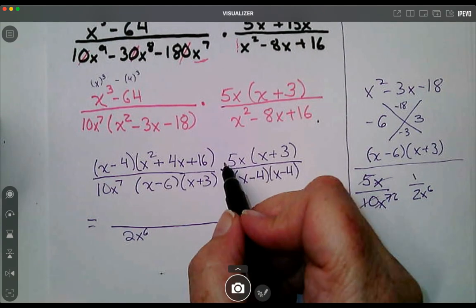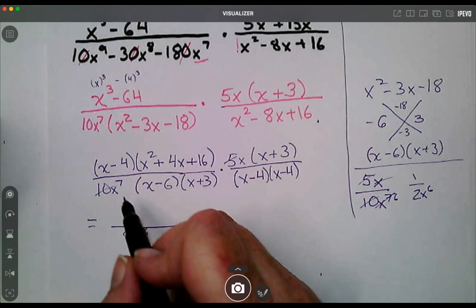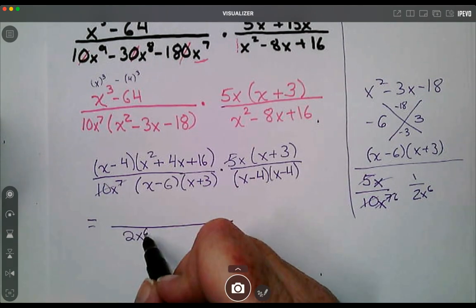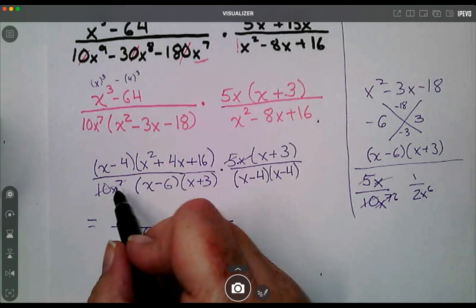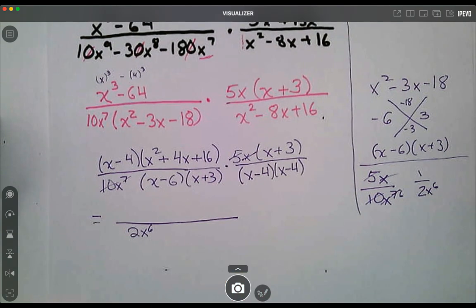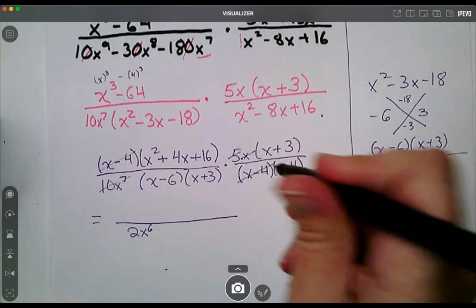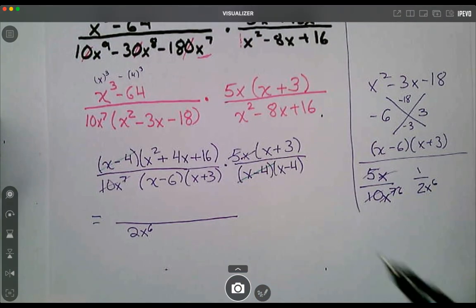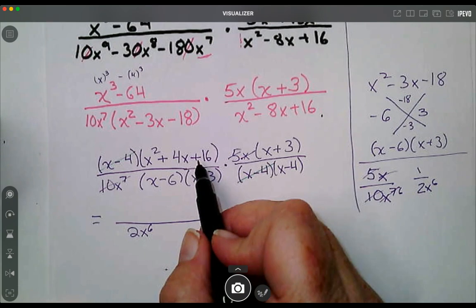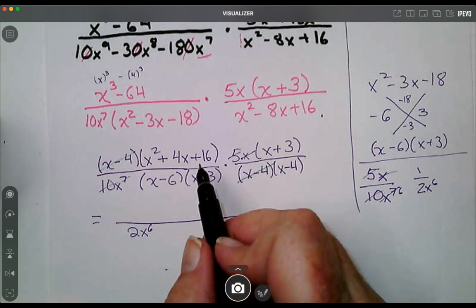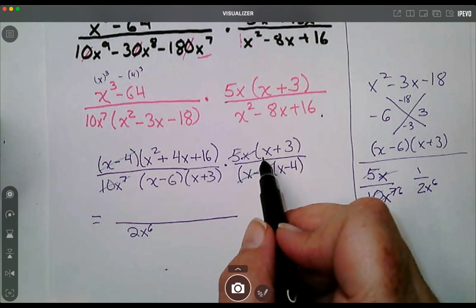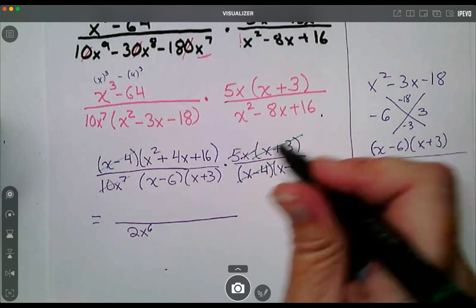So I already handled this, right? This is where I got my 2. And this became the 6 here. And this got absorbed by that. Okay. Do I have an x minus 4? Why, yes, I do. X minus 4, x minus 4. Do I have an x squared plus 4x plus 16? No, I don't. So you're staying. Do I have an x plus 3? Why, yes, I do.